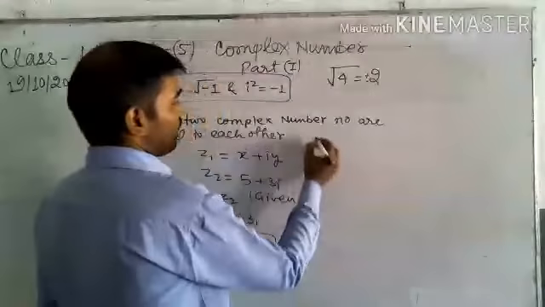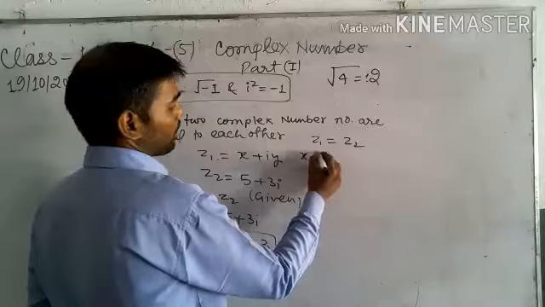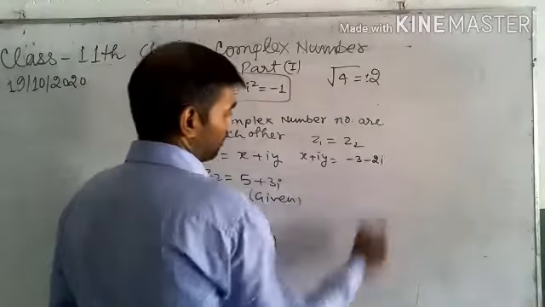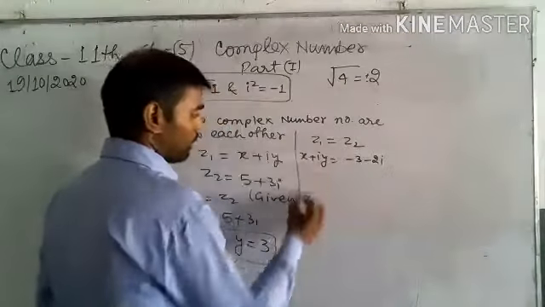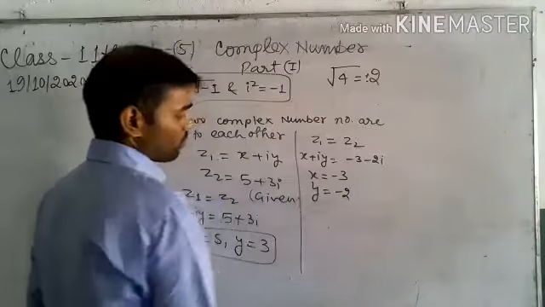Now take another example. If z1 is equal to z2 and the value of z1 is equal to x plus iy and z2 is equal to minus 3 minus 2i, find the value of x and y. It means x is equal to minus 3 and y is equal to minus 2.